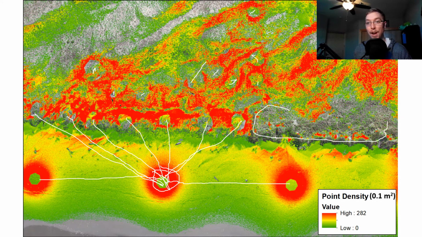This is an interesting area because it's incredibly densely vegetated. So we don't see a lot of returns when I remove all the vegetation and we're left with a bare earth model. We don't see a lot of good returns here because it's such a dense, nasty array of continuous vegetation cover.